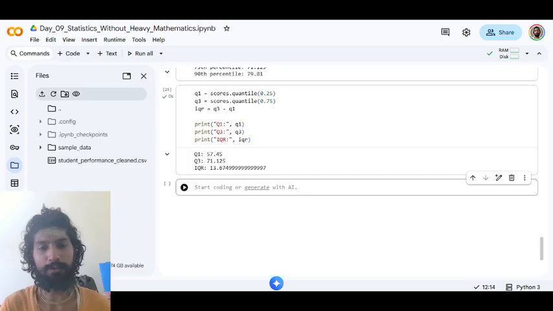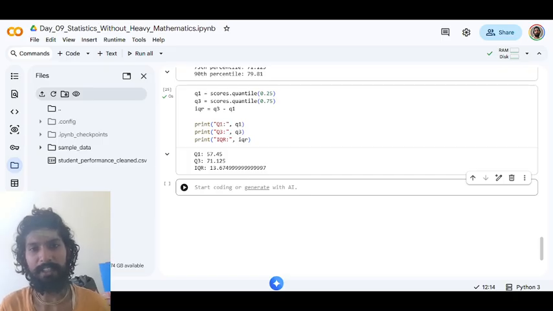The IQR is useful because it is less affected by extreme minimum and maximum values. While the full range uses the two most extreme points, the IQR focuses on the central part of the dataset.